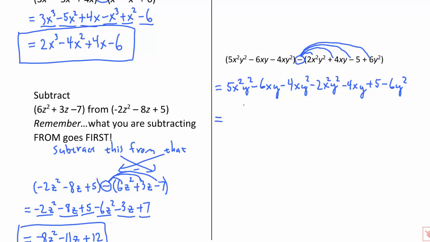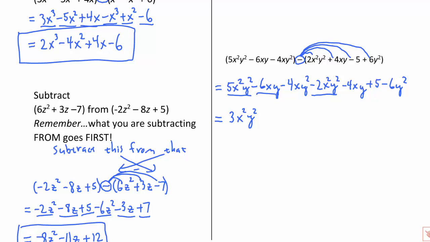Then we just combine like terms. Starting with the 5x squared y squared. 6xy is not a like term, sorry. Negative 4xy squared is not a like term. Minus 2x squared y squared, that is a like term. There are no others, so we have 5 minus 2 gives us 3. Keep the labels as x squared y squared.